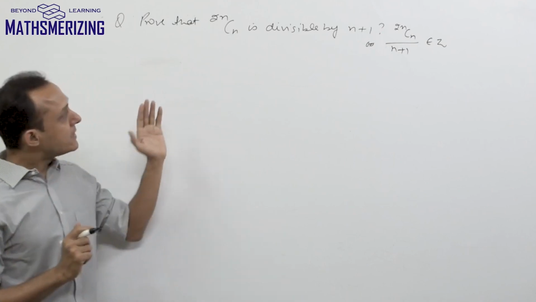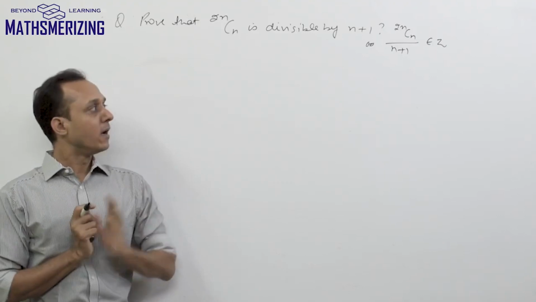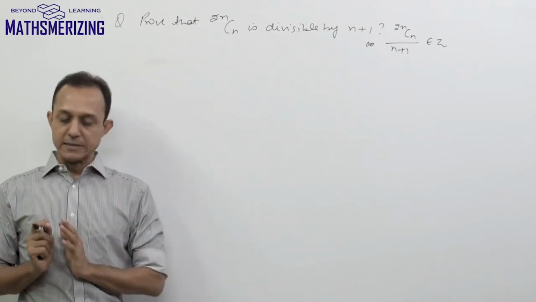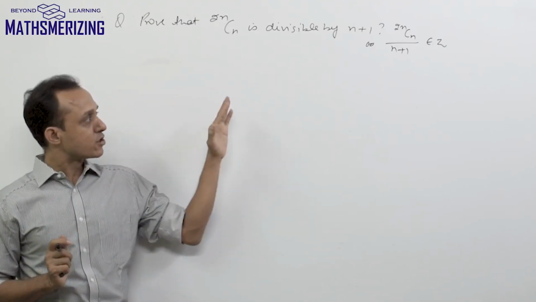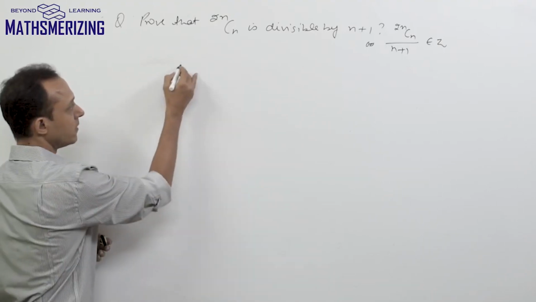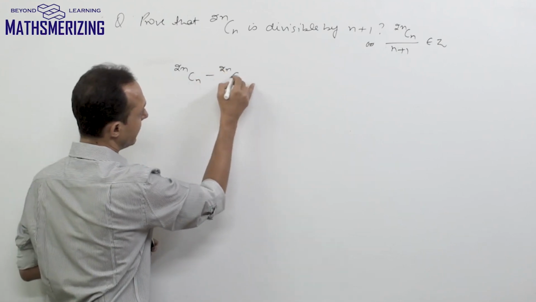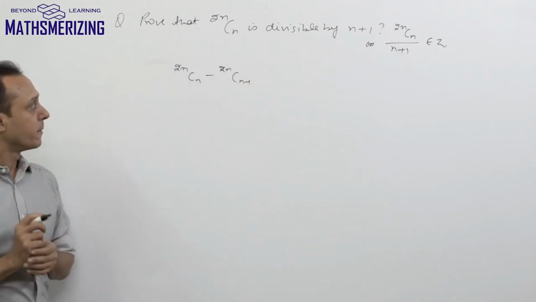Prove that 2nCn is divisible by n plus 1, or 2nCn upon n plus 1 is an integer. Now in order to solve this question, let us consider an expression which is 2nCn minus 2nCn minus 1.